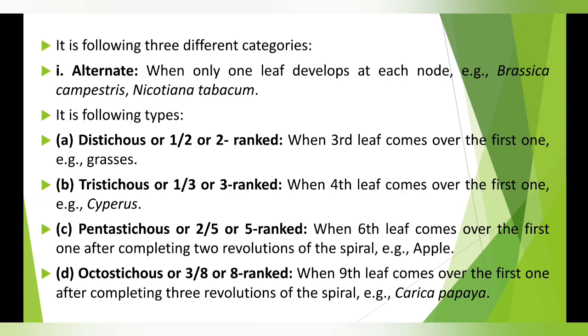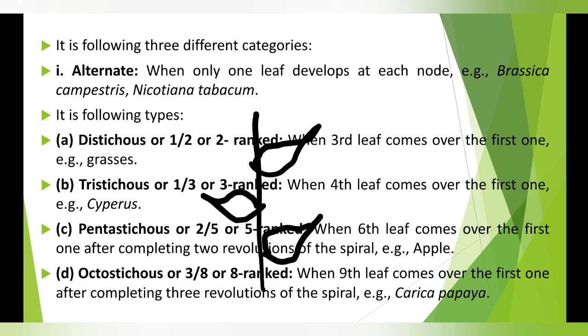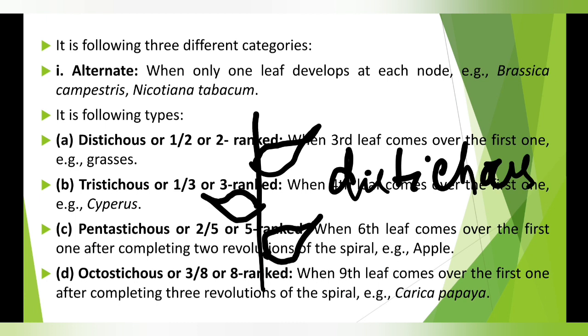One is distichous, where the third leaf comes over the first one. That means, suppose this is the first leaf, the second leaf is here, and the third leaf is again here, over the first one. This type of arrangement is called distichous, where the third leaf comes over the first one. It is present in your grasses.